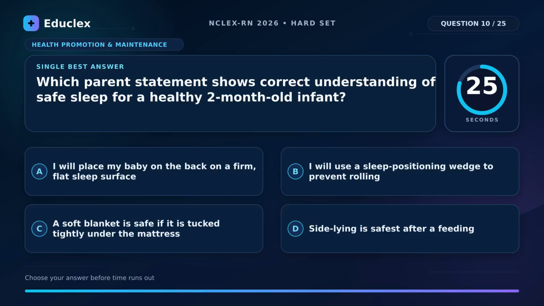Option B. I will use a sleep positioning wedge to prevent rolling. Option C. A soft blanket is safe if it is tucked tightly under the mattress. Option D. Side lying is safest after feeding. Your 25-second thinking time starts now.